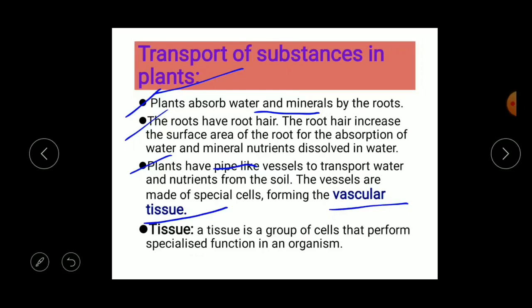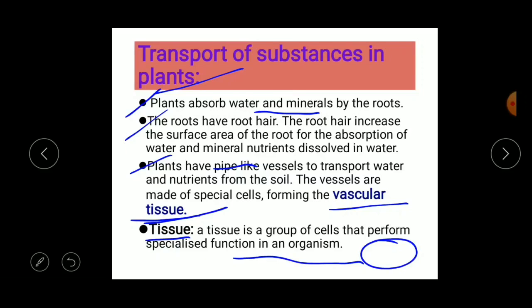First, let us see the meaning of tissue. A tissue is a group of cells that perform specialized functions in an organism. So those are called tissues. The plants transfer water and minerals through the vascular tissues.